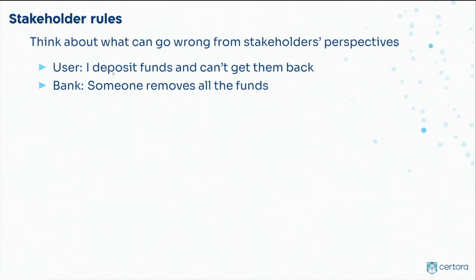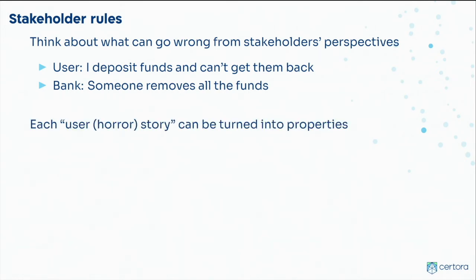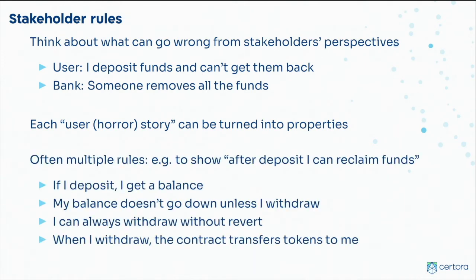Or if I have a bank, an end user of the bank who's depositing and withdrawing funds, their bad story would be they deposit some funds, wait a while, and then they can't get their funds back, right? That would be a bad situation. And so putting yourself in the shoes of particular stakeholders gives you a set of horror stories, and then you can take those horror stories and turn them into properties that say this bad thing doesn't happen. And often these generate a couple of rules that work together to tell the whole story.